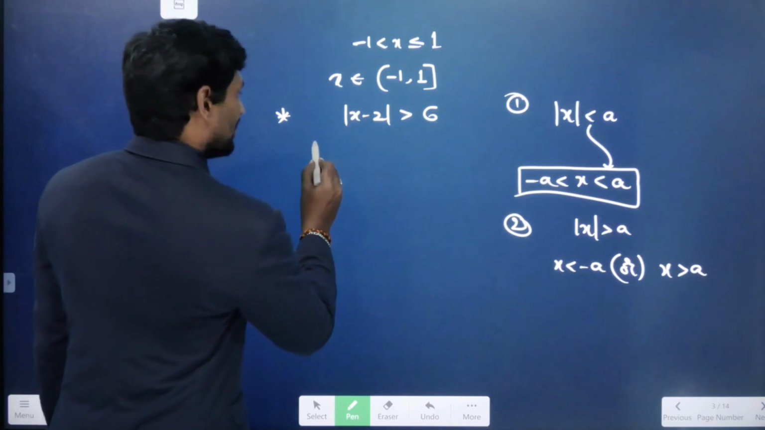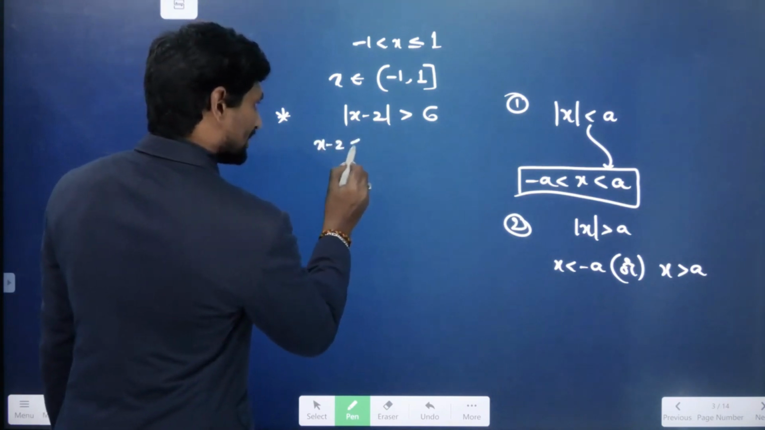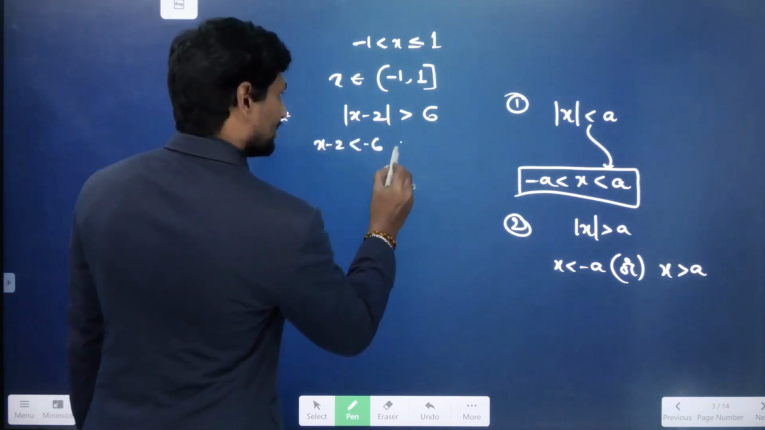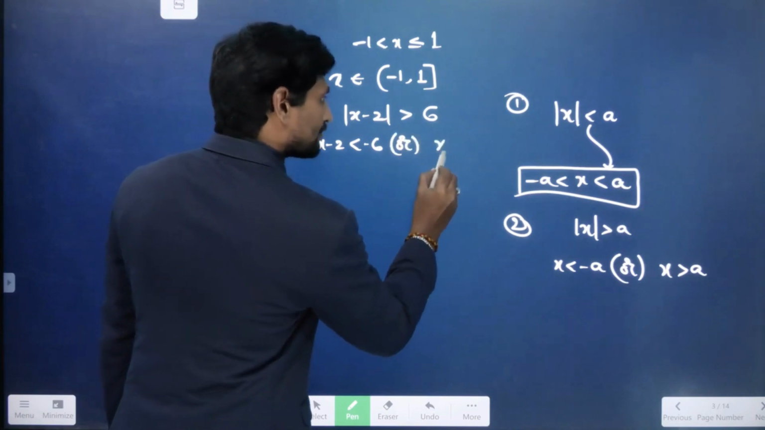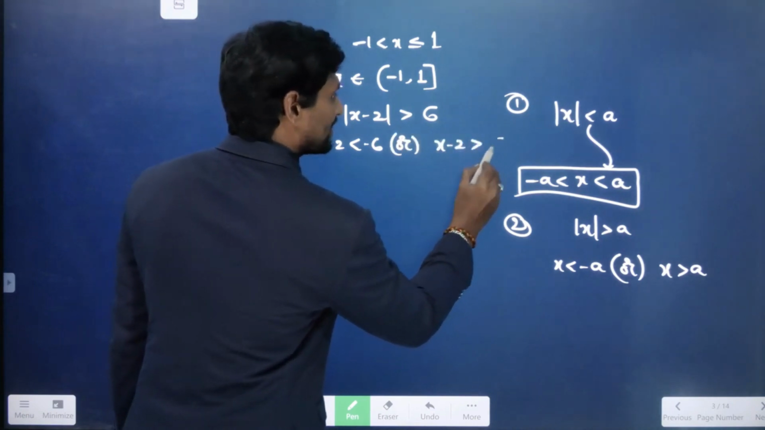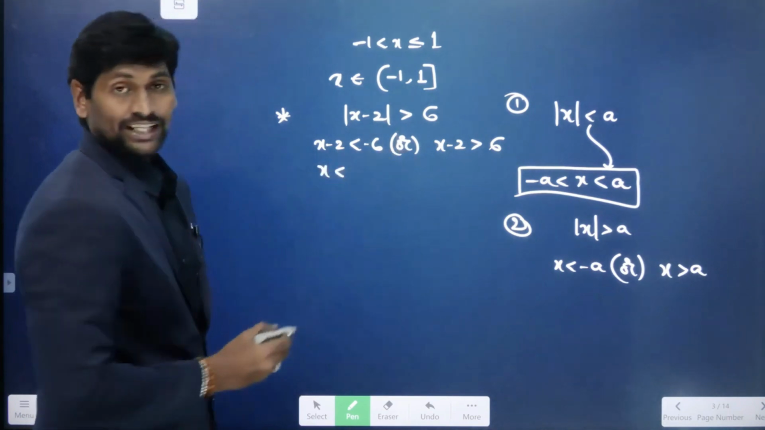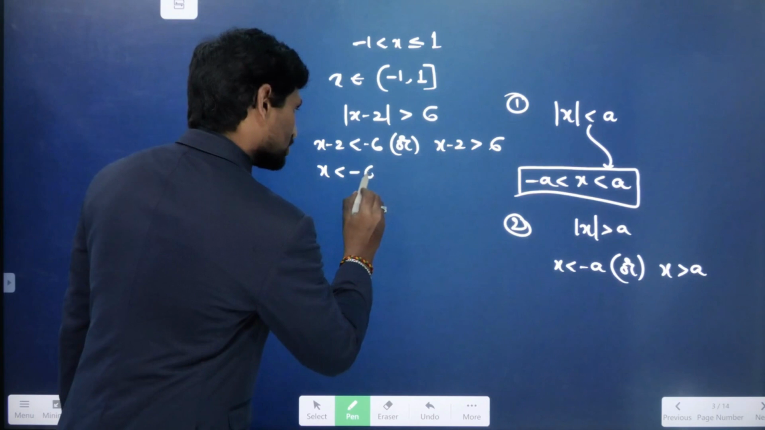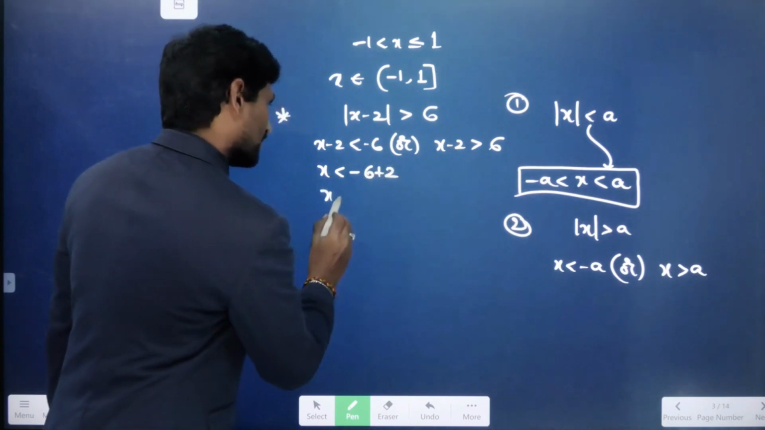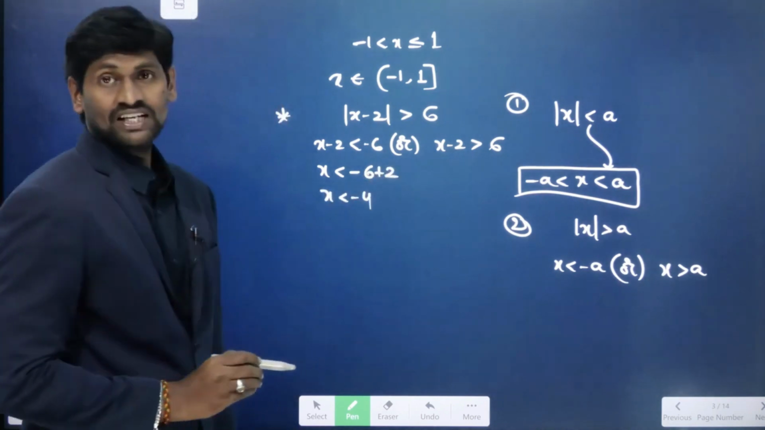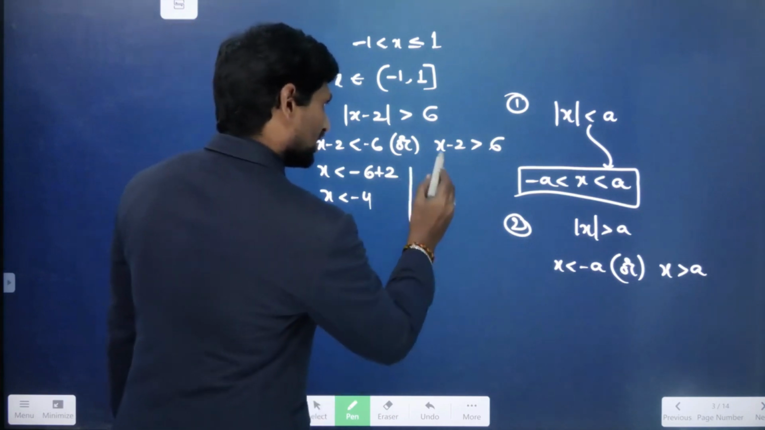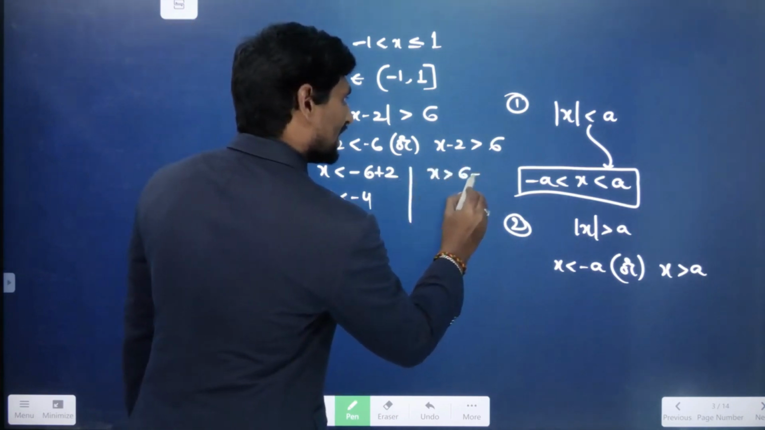That means x minus 2 is less than minus 6 or x minus 2 is greater than 6. That means this minus 2 is transposed to that side and becomes plus 2. So minus 6 plus 2 becomes minus 4. So x is less than minus 4. Now here x is greater than 8.